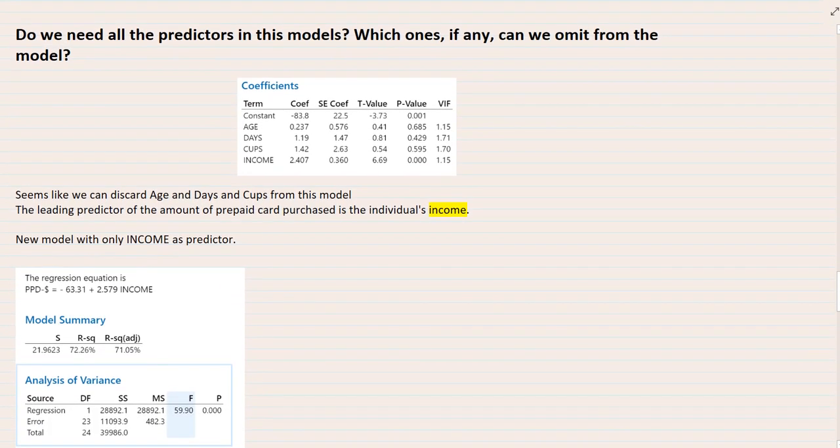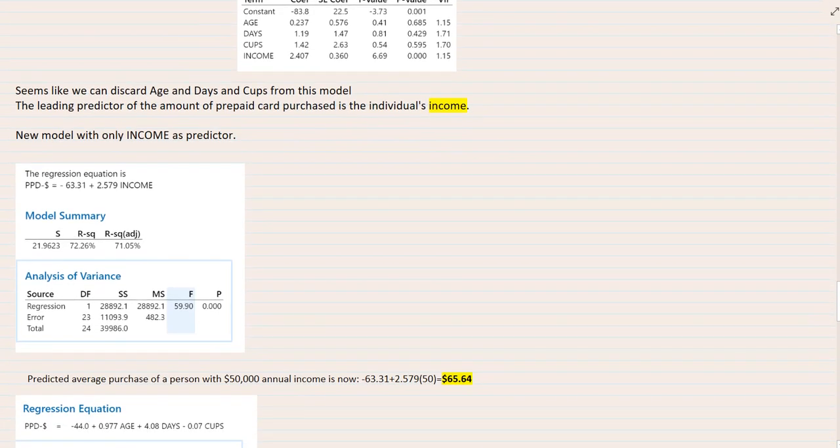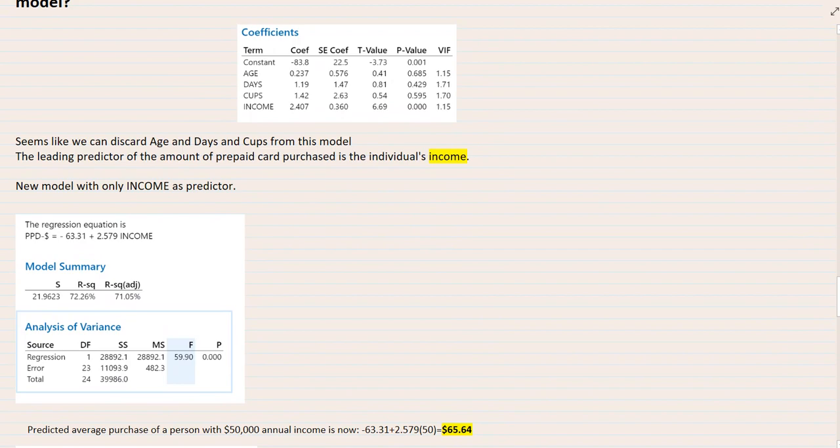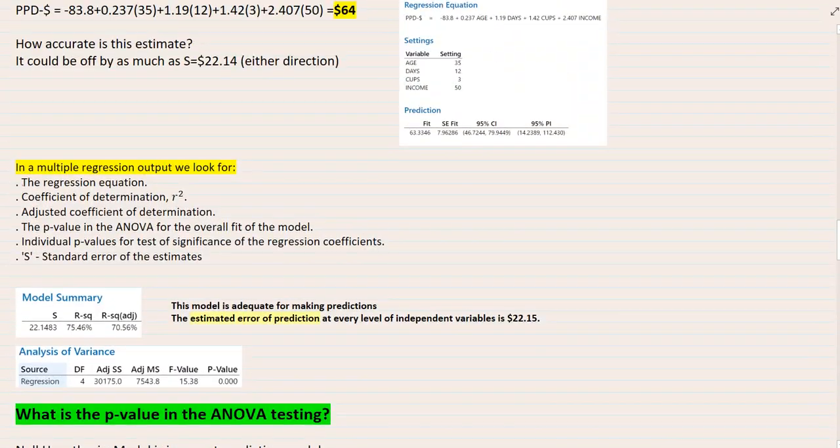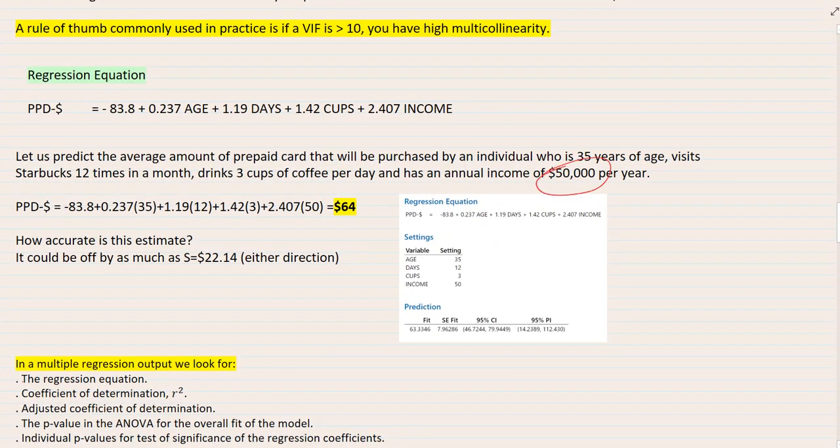Okay, and there you go. Look at the F test in the ANOVA. Our p-value is 0, and just like before, that means we have a good predictive model. And what I did is I actually now want to predict the amount of prepaid card that's going to be purchased by the average person, the person who makes only $50,000 a year. See up here, remember when I made a prediction? I used 50,000 with this other information. So we don't want this other information now. We're just going to keep 50,000 a year.